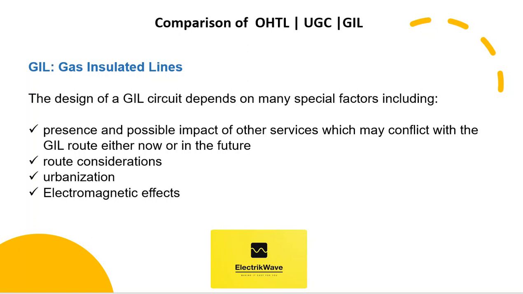Electromagnetic effects: GIL circuits have negligible electromagnetic effects, as the electric field is earthed through the metallic enclosure. The magnetic field is mostly compensated by the induced current in the solid grounded enclosure pipe.